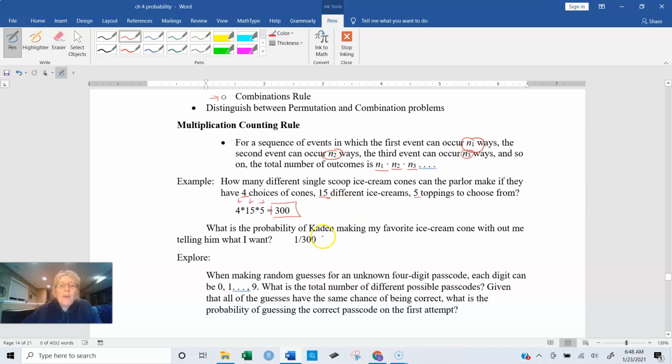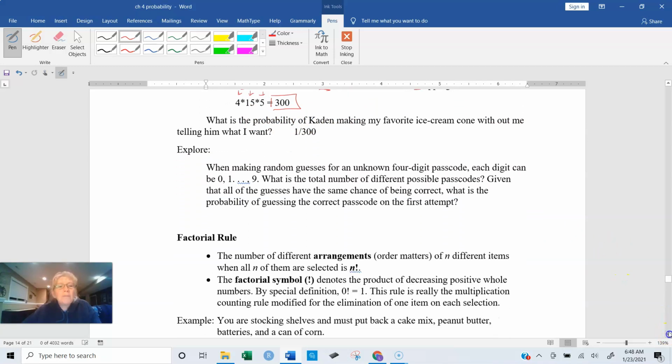Now, what is the probability that Caden makes my very favorite ice cream cone without me telling him what I want? It's 1 out of 300 because only one of those is my favorite ice cream. Kind of a trick question. I don't eat ice cream.